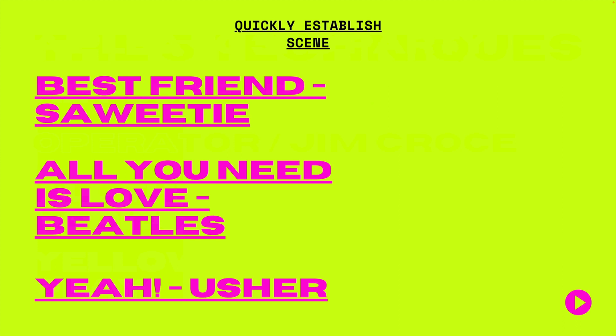The second one is All You Need Is Love by the Beatles. And literally it starts "Love, love, love." And then it goes "Love, love, love," and "Love is all you need." So you know exactly what that song is from the beginning.